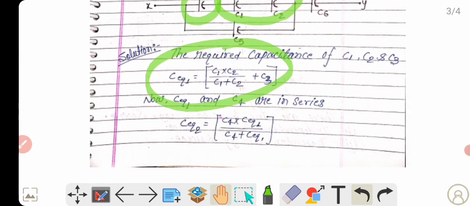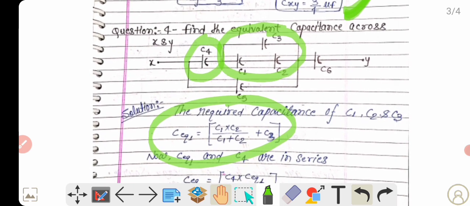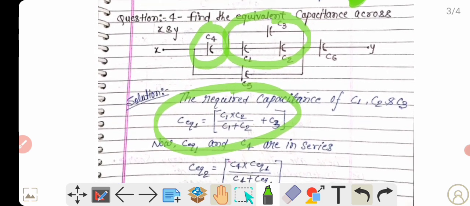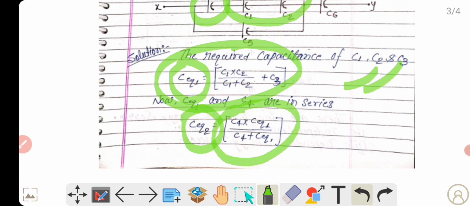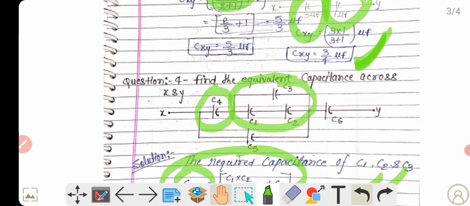So if we want to calculate the equivalent capacitance, here we have denoted the equivalent capacitance of C1, C2 and C3 as C equivalent 1, and if you want to calculate C equivalent 2, then it will come out to be C4 into C equivalent 1 by C4 plus C equivalent 1. Now my dear friends, the C equivalent 2 basically includes C1, C2, C3 and C4.